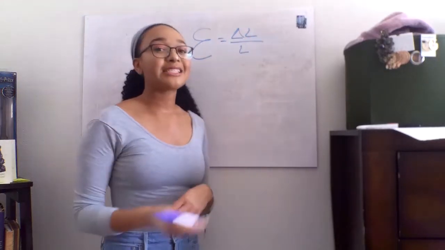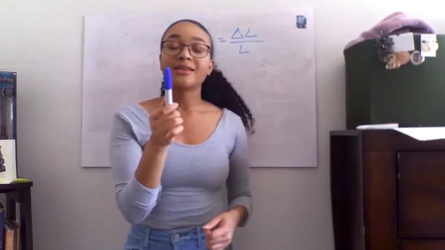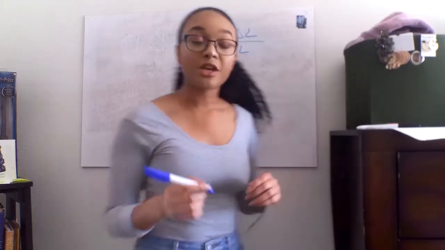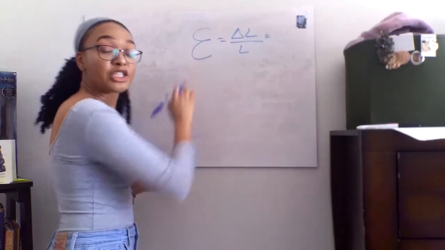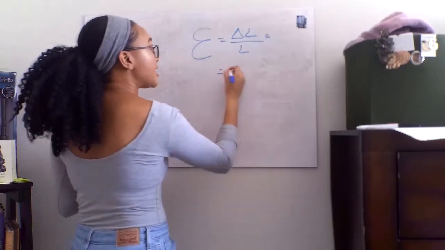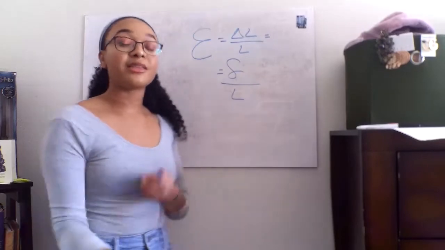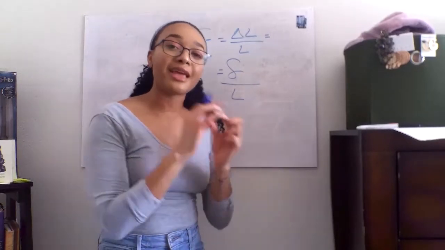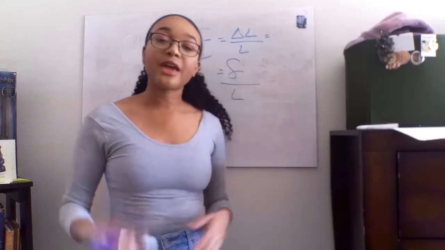And what strain is, it is the change in length over the original length. But wait, didn't we just say that deflection is the change in length? So, we can now say that epsilon, the strain of our material, is the same as deflection over the length of the material. The length, not original length, but the length that we stretched it out to. Okay?